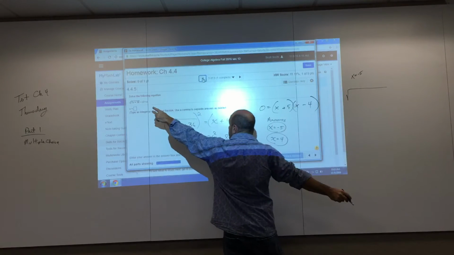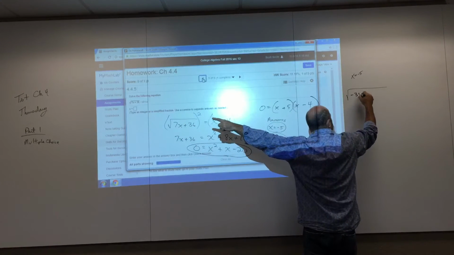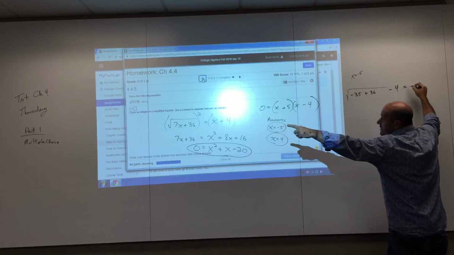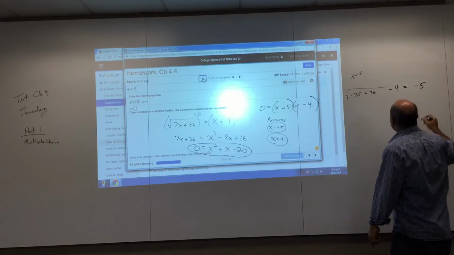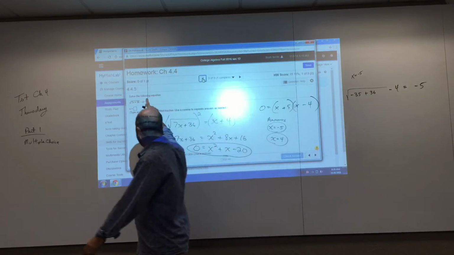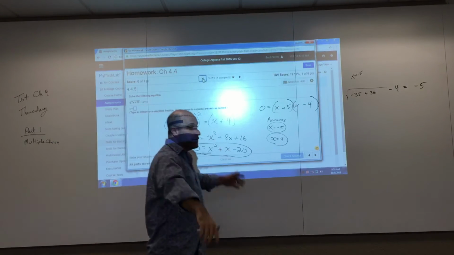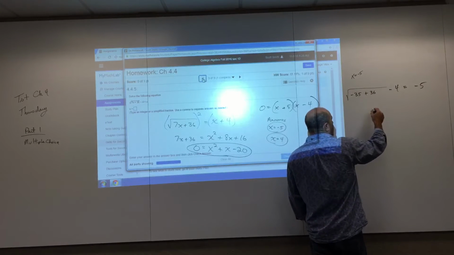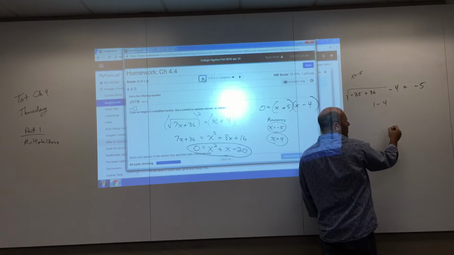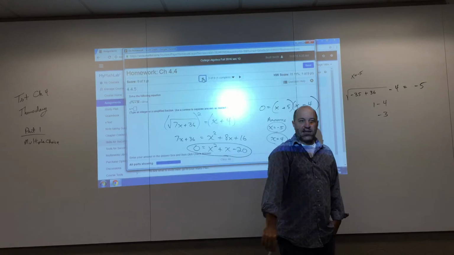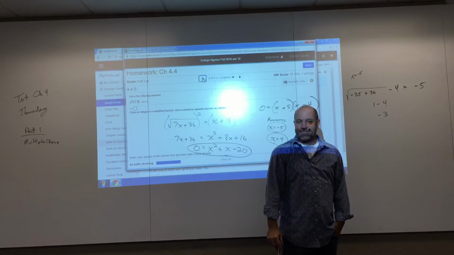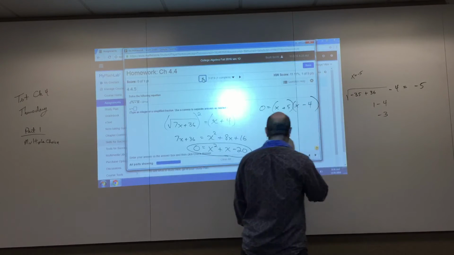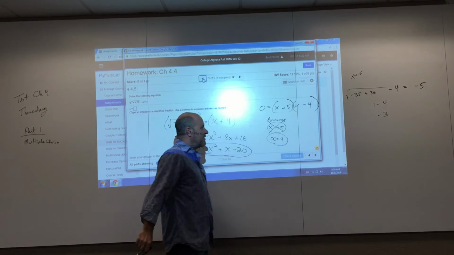If I plug in a -5, that's -35 plus 36 minus 4 equals a -5 over here. I plugged in a -5 for x. Is this true? That's a 1. Square root of 1 is a 1. 1 minus 4 is a -3. Nope, that's not true. So it didn't check. So this is not an answer. Please don't give me that answer.